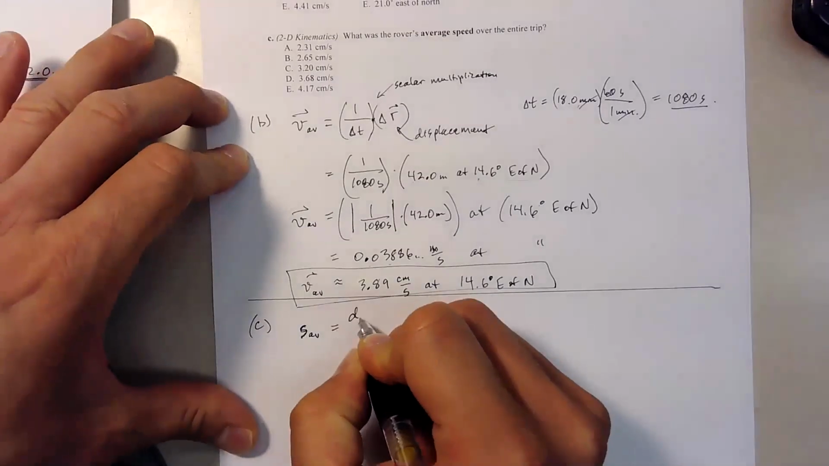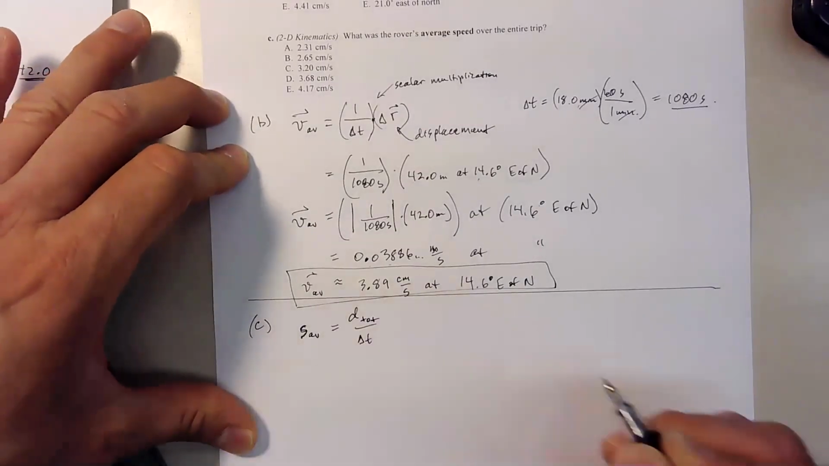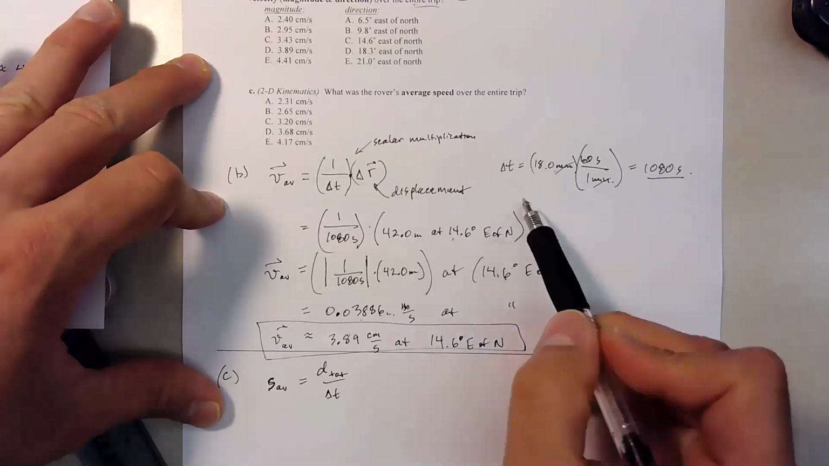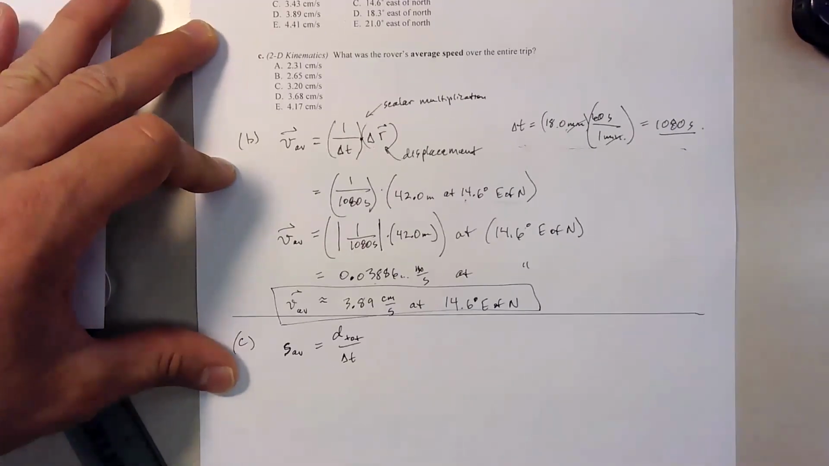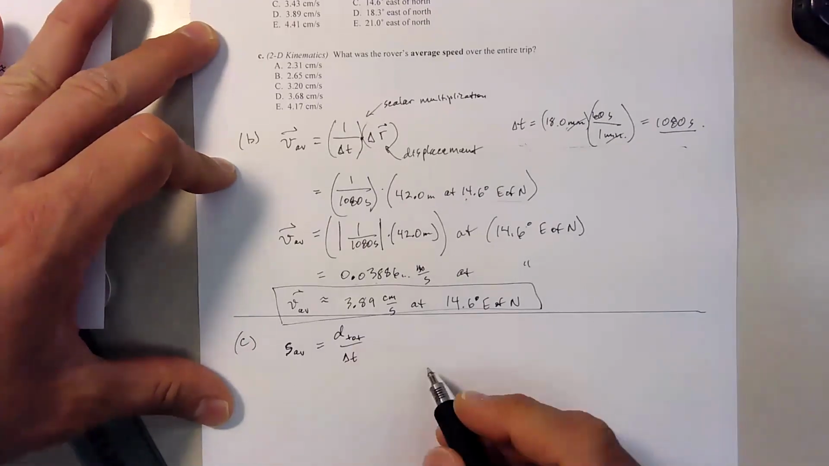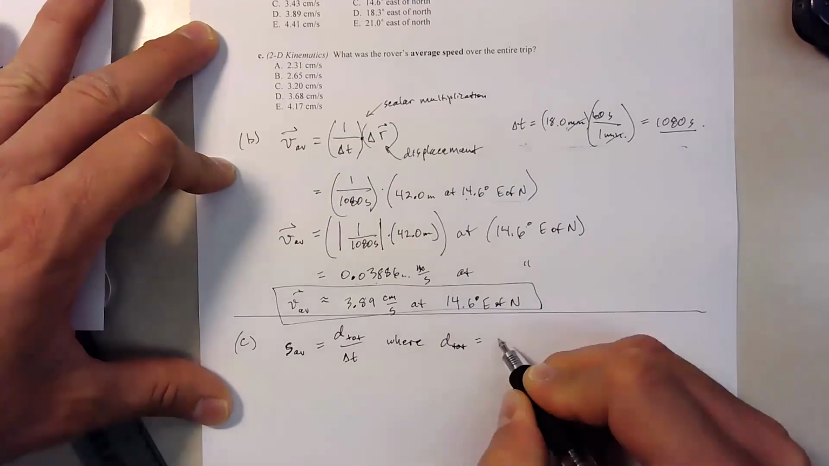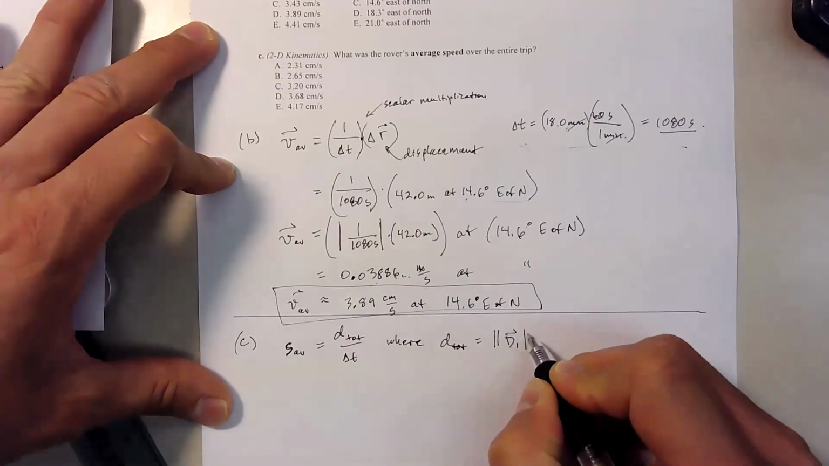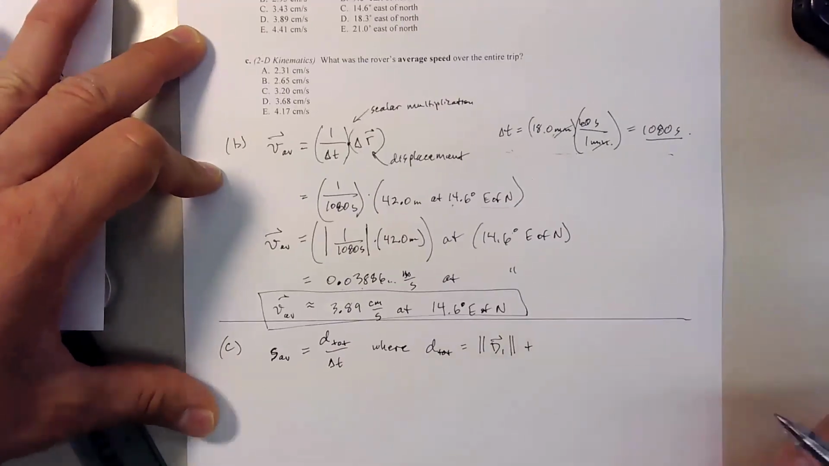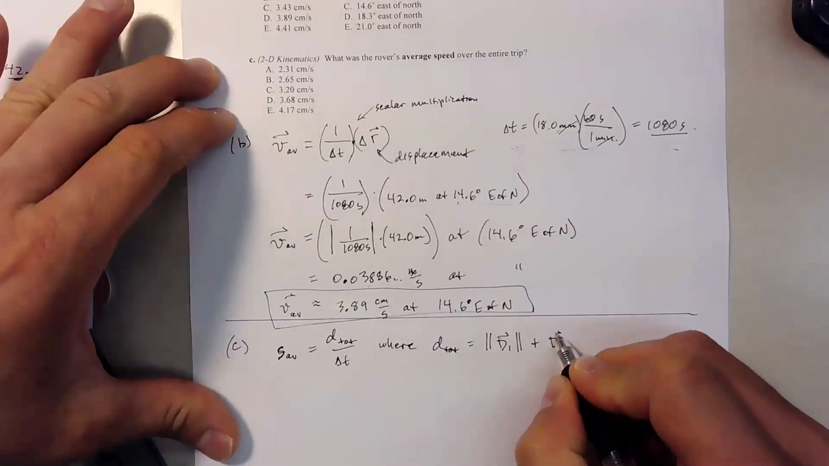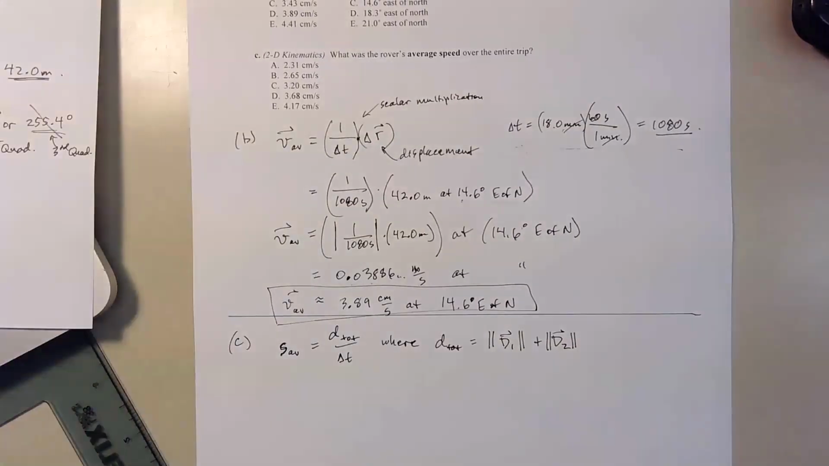That was equal to total distance traveled divided by time elapsed. Well, we know the time elapsed now from up above. We know the 18 minutes is 1080 seconds. What about total distance traveled? The total distance traveled is the magnitude of vector d1 plus the magnitude, then there was a pause for the rover, and then there was the magnitude of vector d2, and then the trip was done.